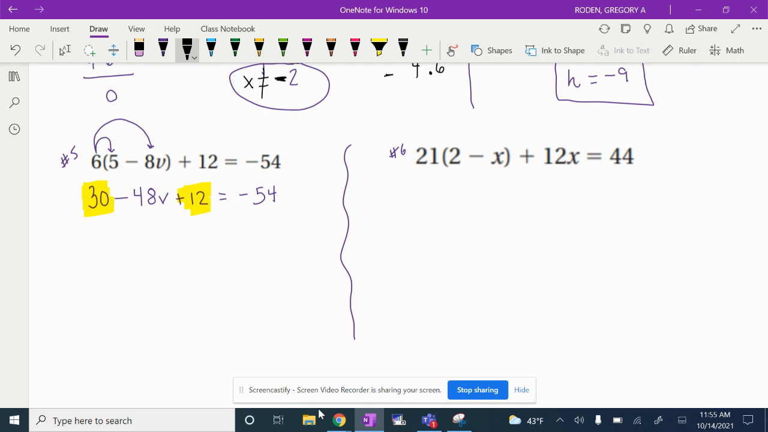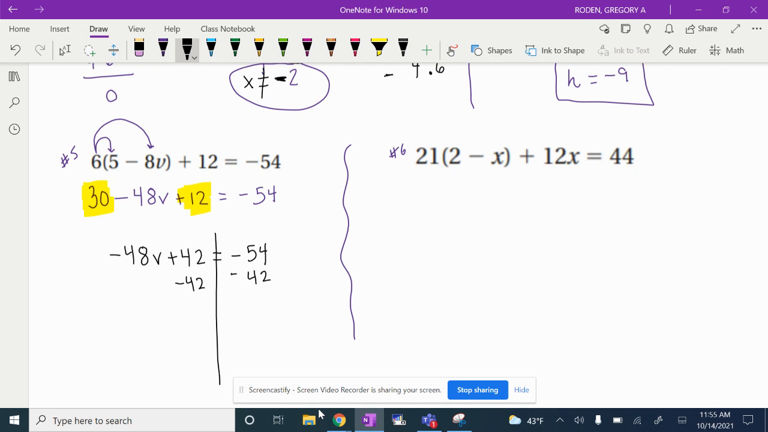So if I do that, I have the negative 48v. Remember that negative or minus is right in front of the v. It's the 48, so I have to keep it. And then I can take 30 plus 12. Positive 30 plus positive 12 gives me positive 42. And that is still equal to negative 54. Okay? Now, next thing I'm going to do is try to solve for v. So let's subtract 42 from both sides. Let's subtract 42 from both sides.